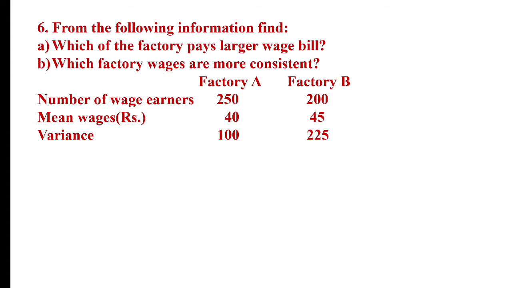Now 6 mark types will be given. Here the table values will already be given, and we need to follow. Here, which factory pays the larger wage bill, and which factory is more consistent. Two things we need to find out. Here you need to remember the number of wages earned, mean wages, variance. Variance means, we know, standard deviation squared. We need to find the standard deviation first, then we will be solving.